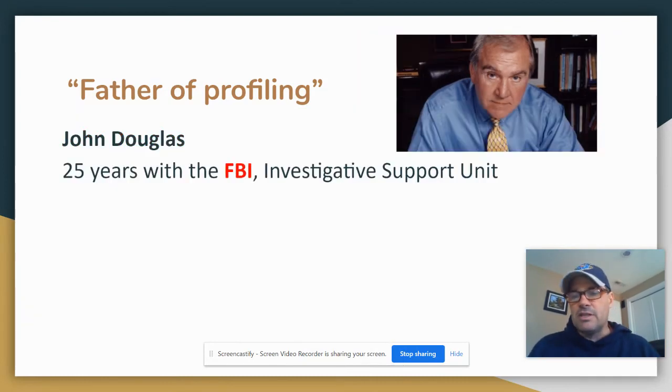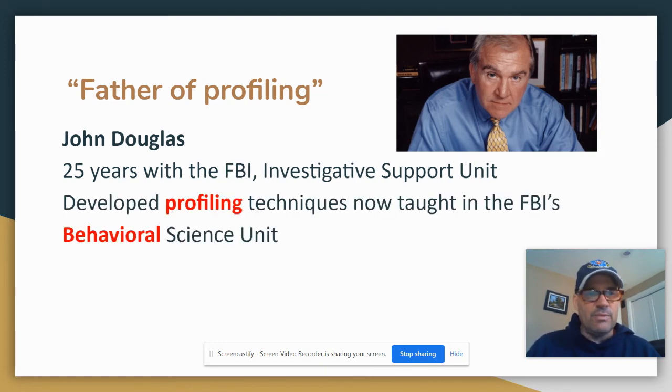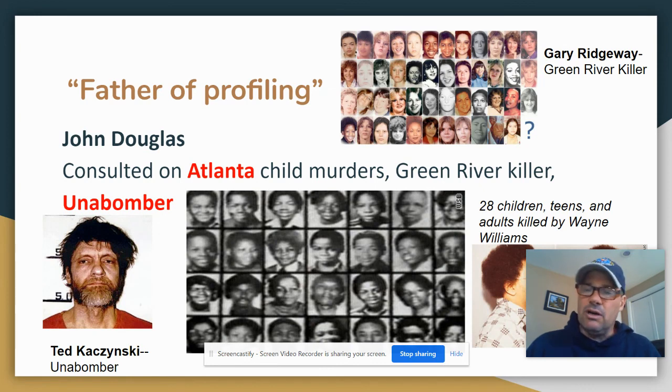Who was he? Well, he was in the FBI for 25 years in the investigative support unit. So he's an FBI agent. He ended up developing profiling techniques based on what was learned in the Mad Bomber situation, which is now taught at the FBI's behavioral science unit. If you ever watch Criminal Minds, that's the behavioral science unit, the BSU. So, kind of cool stuff. And he consulted on several major serial killer cases: the Atlanta child murders, the Green River Killer, and the Unabomber.